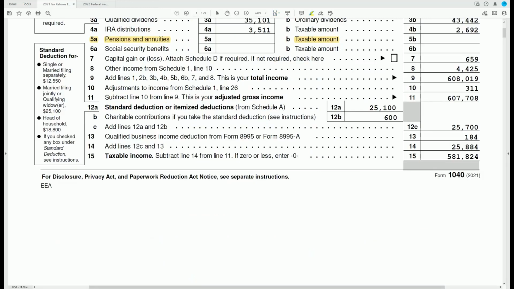Line 5A, 5B shows pension and annuity payments from Form 1099-R, which may include distributions from 401(k)s, 403(b)s, and 457(b) plans. Non-qualified annuities are also included here. An exclusion ratio of pre-tax versus after-tax payments applies if the taxable amount is lower than the total amount shown. And rollovers from qualified workplace retirement plans will also be shown here with the word rollover entered next to 5B.